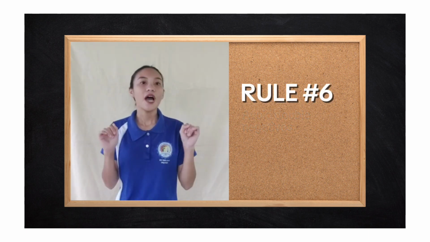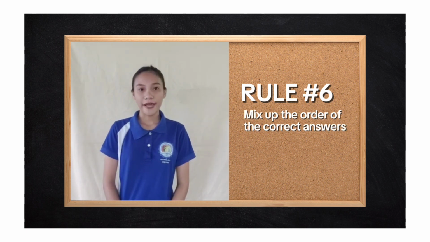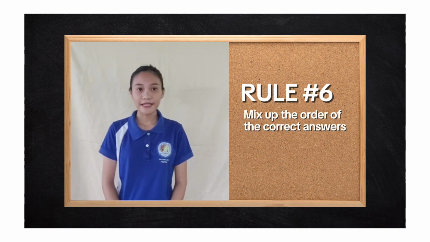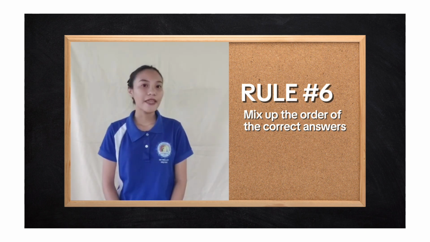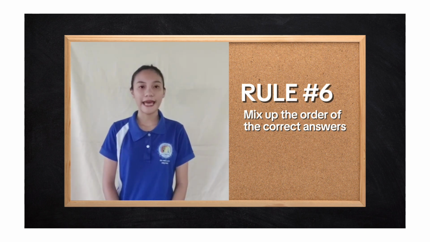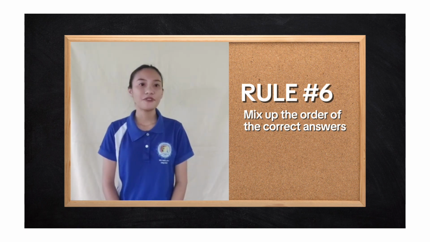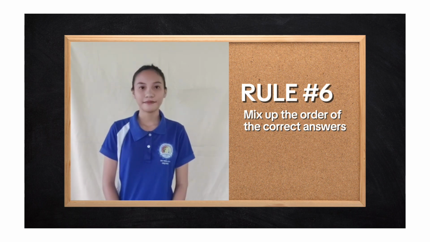Rule number 6. Mix up the order of the correct answers. A common mistake is placing correct answers too often in the same position, like B or C. To prevent patterns that test takers might catch onto, distribute the correct answers randomly. Once your test is complete, review and rearrange them if necessary.